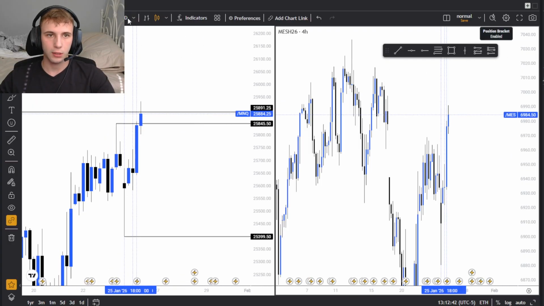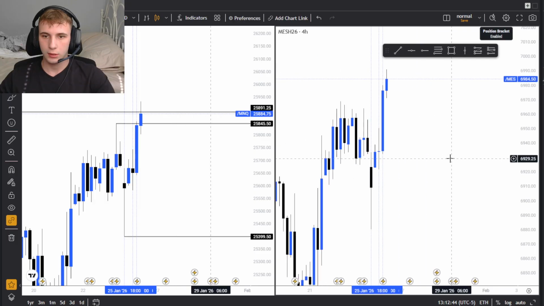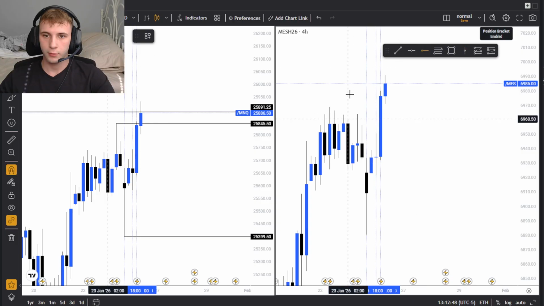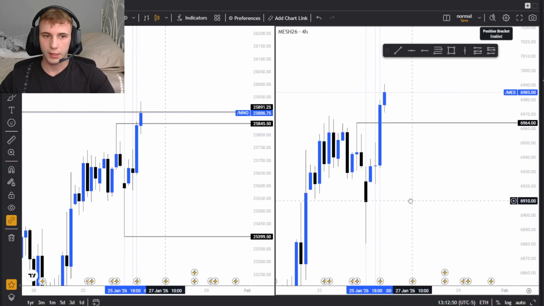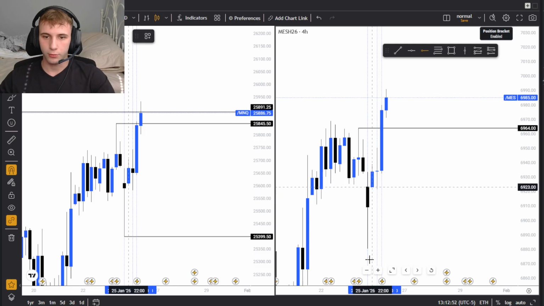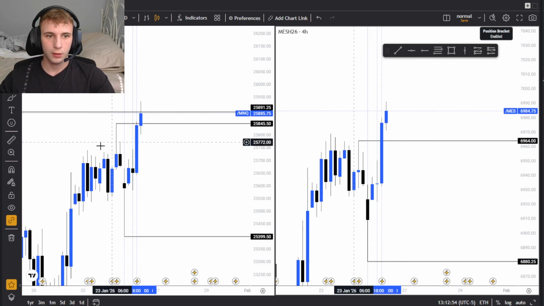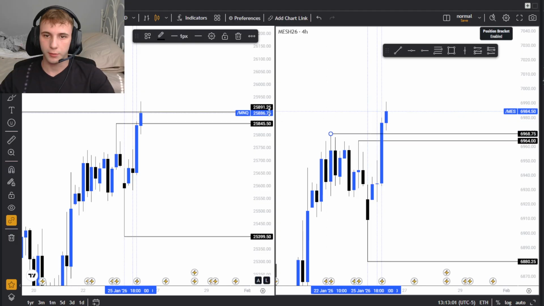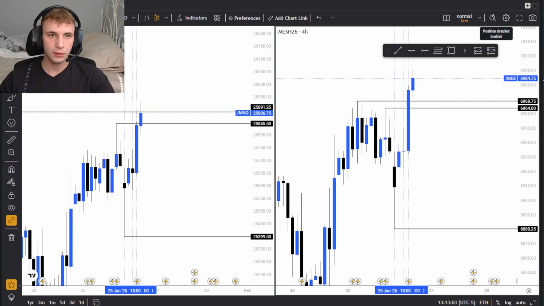Same thing on ES. It was actually very similar. We got, boom, these highs. We got, boom, these lows. And on ES, we actually had a little bit more liquidity to the upside on the 4-hour at least.